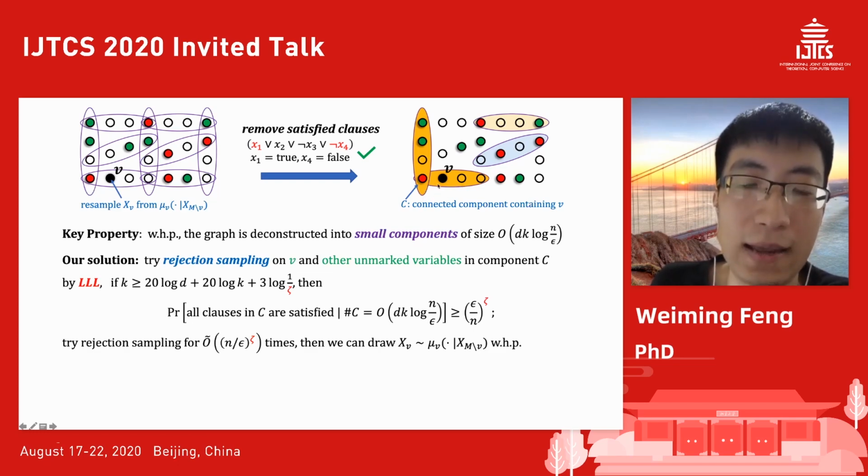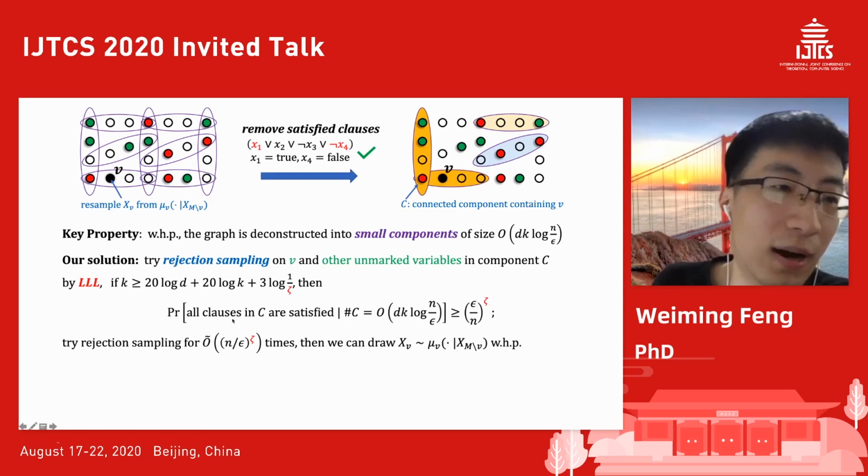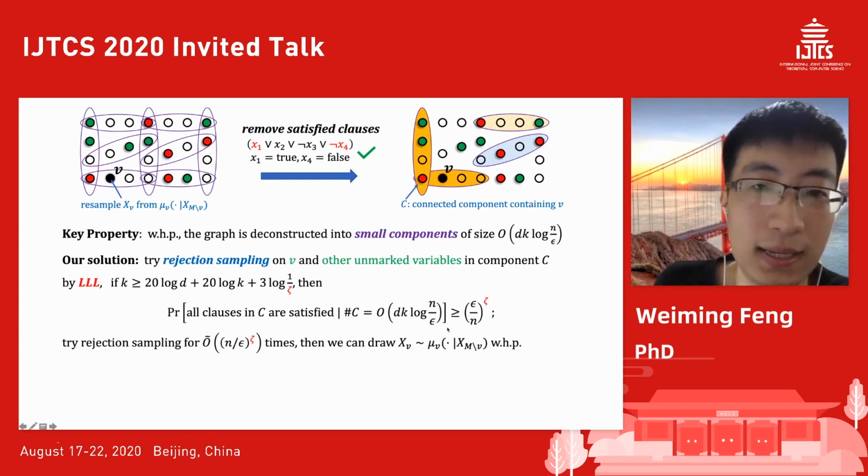The variable V and all other unmarked variables, that is the white variables in this picture, each take the value true or false uniformly and independently. By the Lovász local lemma, we prove that if k is greater than 20 log d plus 20 log k plus 3 log 1 over zeta, then the probability that all the clauses in C are satisfied is at least epsilon over n to the zeta. So we can try the rejection sampling for O(n to the zeta over epsilon) times. Then with high probability, we can draw a sample from the conditional distribution.